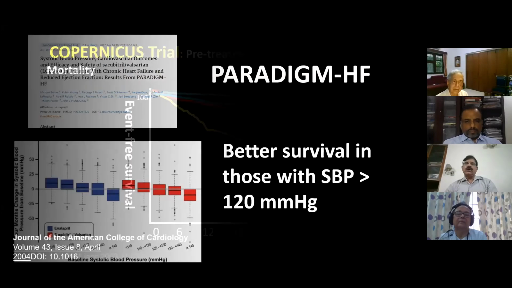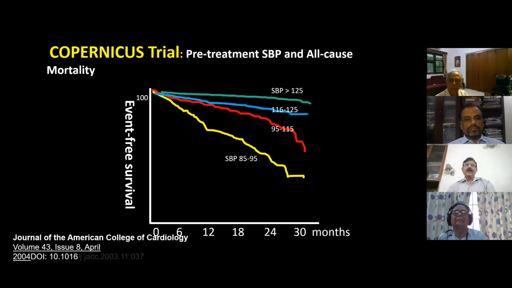The COPERNICUS trial showed that people who had a systolic blood pressure above 125 had the best event-free survival in HFrEF, and the worst survival was in those who had systolic blood pressure of 85 to 95 millimeter of mercury, indicating that in HFrEF you have to be a little less liberal as far as blood pressure lowering is concerned in hypertension, and it would be a good idea to keep systolic blood pressure between 125 to 140.